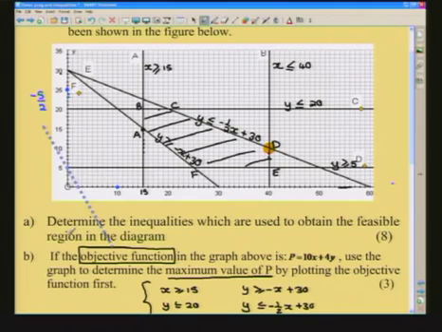Right, so now what we're going to do is we're going to take this thing which I've just put in, and we're going to search the feasible region to find the last point of contact if it's maximizing. If it was minimizing, it would be your first point of contact.